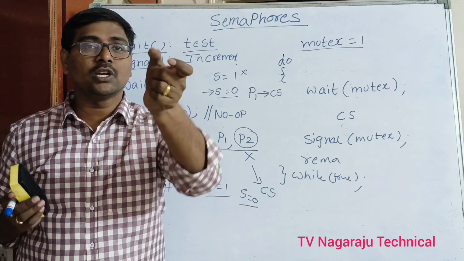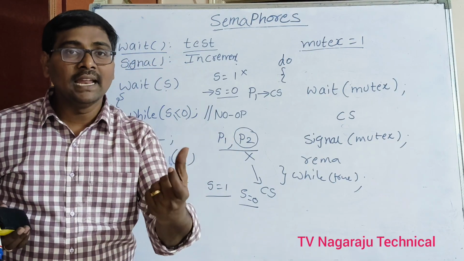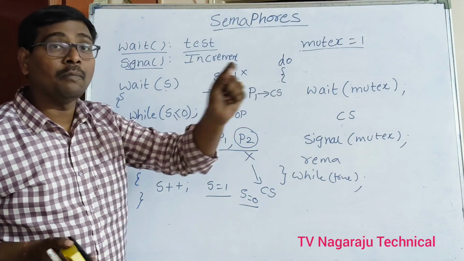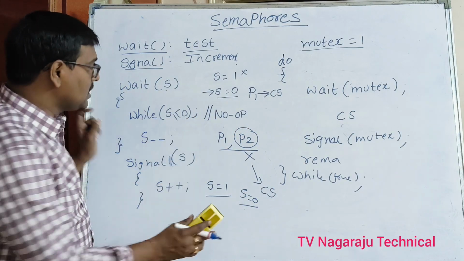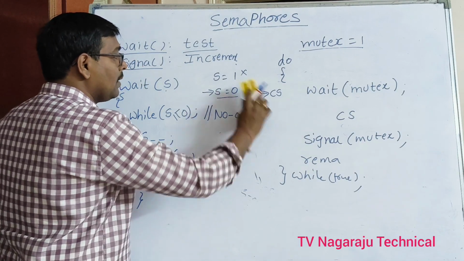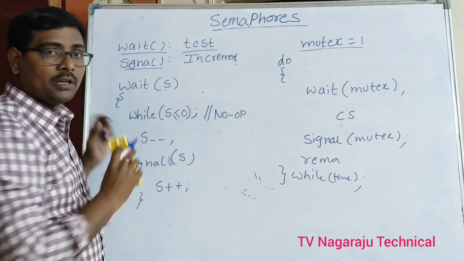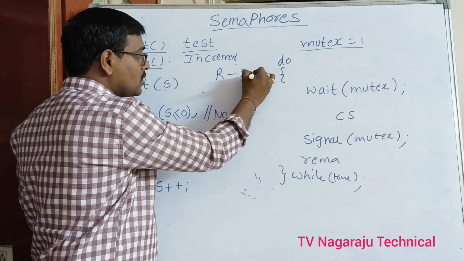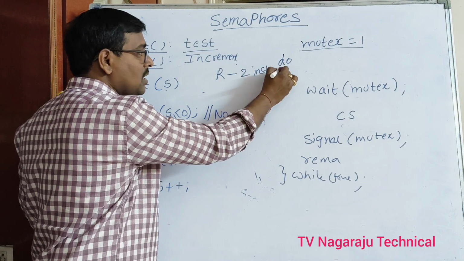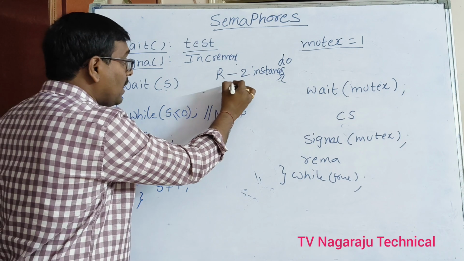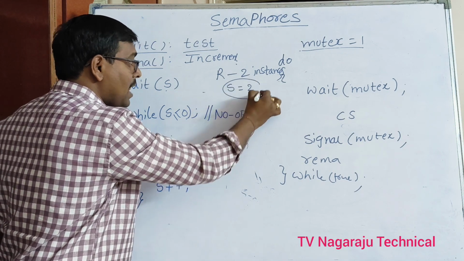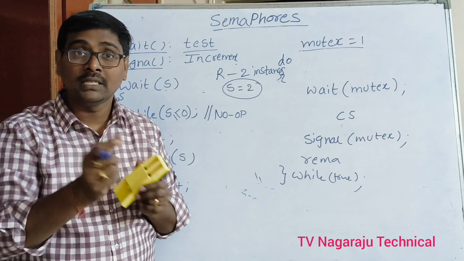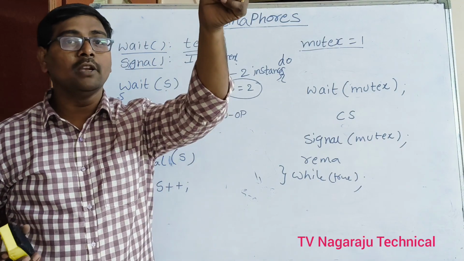Simply, wait operation decrements the value, signal operation increments the value of the semaphore. This is an example of binary semaphore. In a similar sense we can do it for counting semaphore also. Assume we have a resource. The number of instances is 2. Now counting semaphore, what is the value of S? The value of S is equal to 2. One resource, 2 instances means 2 processes at a time can use the resource.